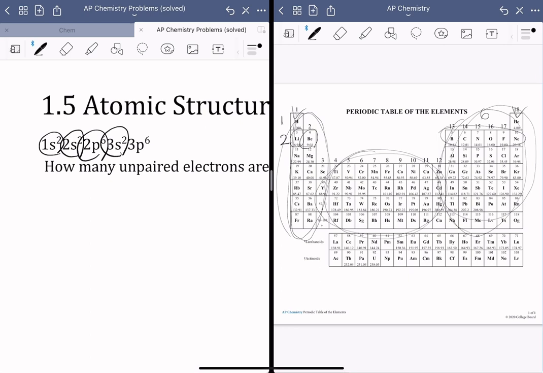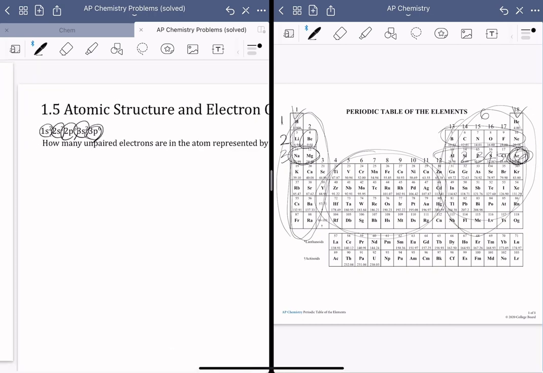And 3s2 is going to be here. There's 2 electrons in the s orbital of period 3. And 3p6, there's going to be 6 electrons in the p orbital in period 3. So counting all of these numbers, this electron configuration represents argon, because it ends at 3p6, and 3p6 is argon. 1, 2, 3, 4, 5, 6, argon.